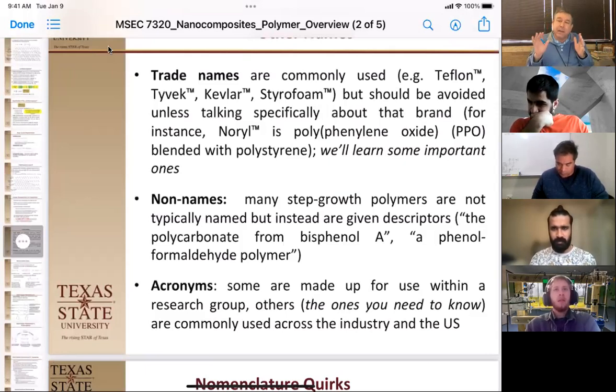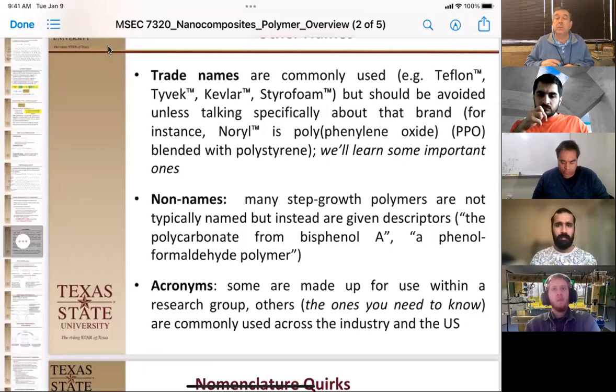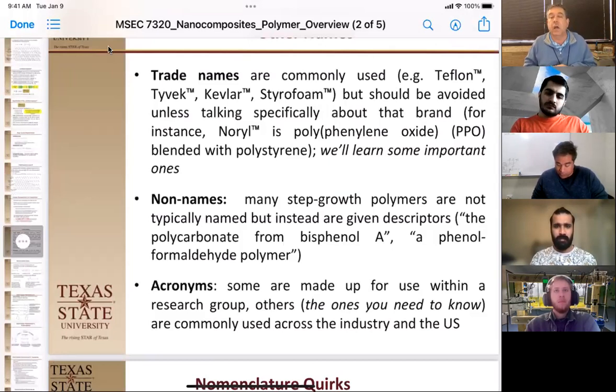So we have to be a little careful when we're looking at that, but we do need to know some of the common names because those are going to be the ones we'll see in the titles. Those are going to be the ones we're going to see in the materials section of a lot of the papers we'll be looking at. So we'll have to look at those trade names, but we also want to avoid just saying, oh, everything that's tetrafluoroethylene is Teflon, because it's really not.